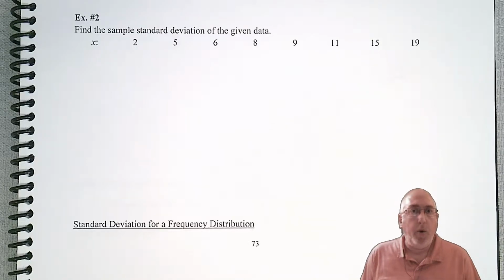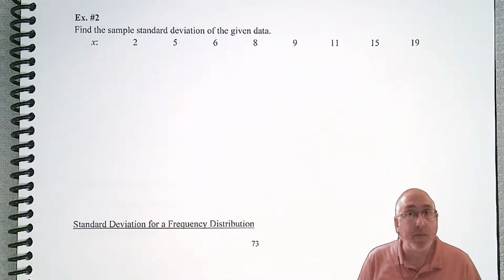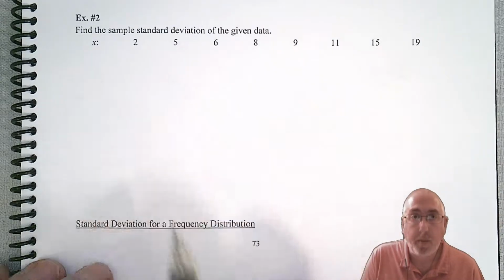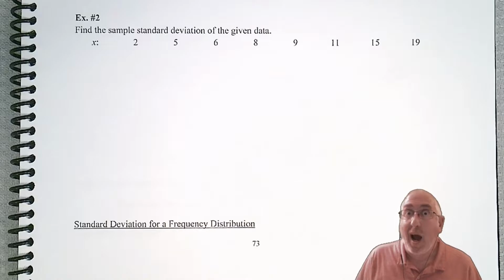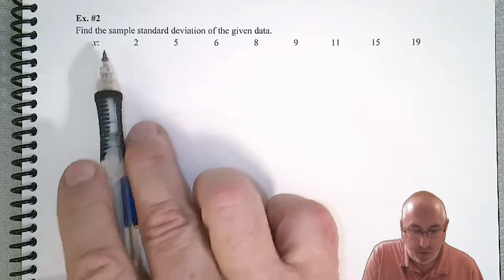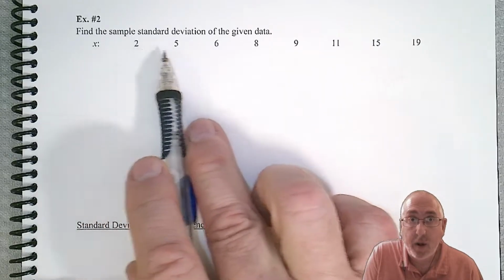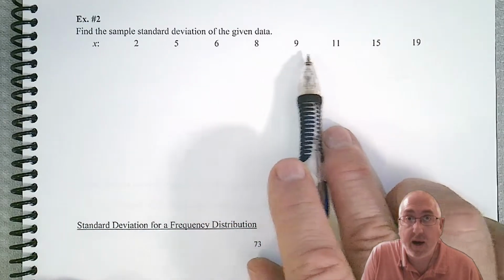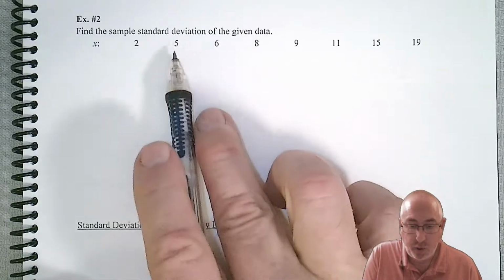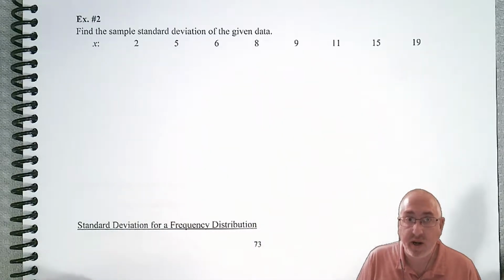Hello again. We are now going to get into example 2 from section 12.3. It's just another example, but it's a little less guided in how we get through the process. So we have another set of data. We have 8 values in this data set, and we do want to find the sample standard deviation again.